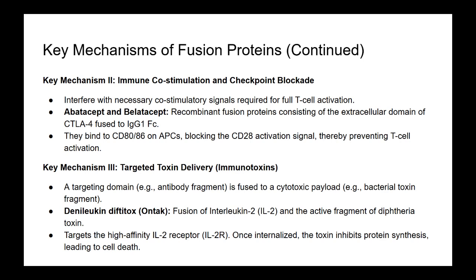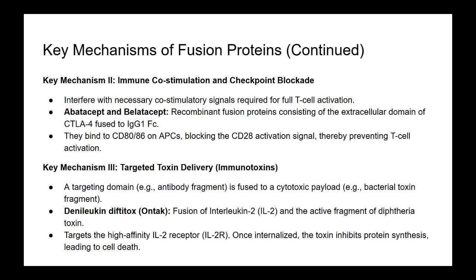This immunotoxin is created through genetic recombination of interleukin-2, a signaling protein for immune cells, and the active fragment of diphtheria toxin. It specifically targets the high-affinity interleukin-2 receptor. Once the diphtheria toxin fragment enters the cells, it inhibits protein synthesis by modifying a key elongation factor, leading to cell death. Denileukin diftitox is approved for treating recurrent or refractory cutaneous T-cell lymphomas.